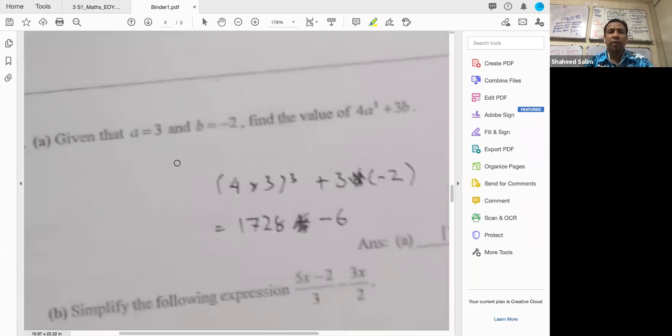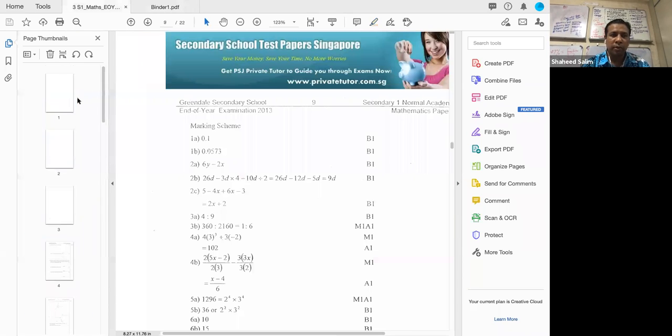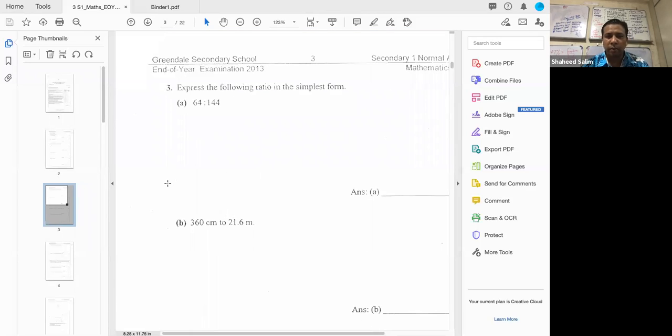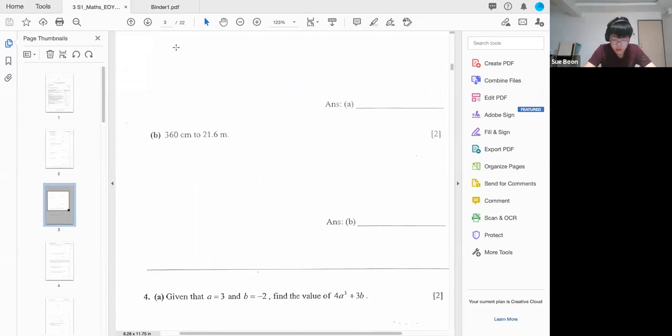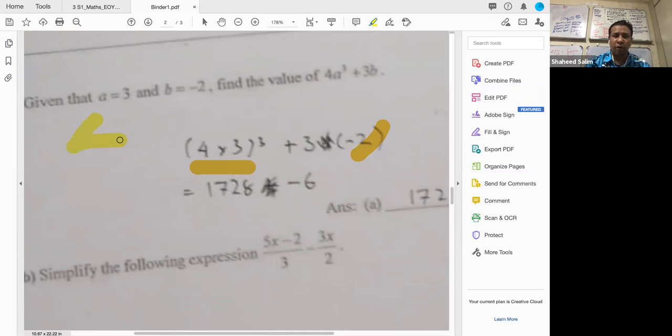Okay. Down here, A equals to 3. B equals to -2. Find the value of 4A to the power of 3 plus 3B. So you put in bracket, good, this way is good. 4A3, okay. Careful now down here. Bracket, A was 3. And then you put another 3 down here.